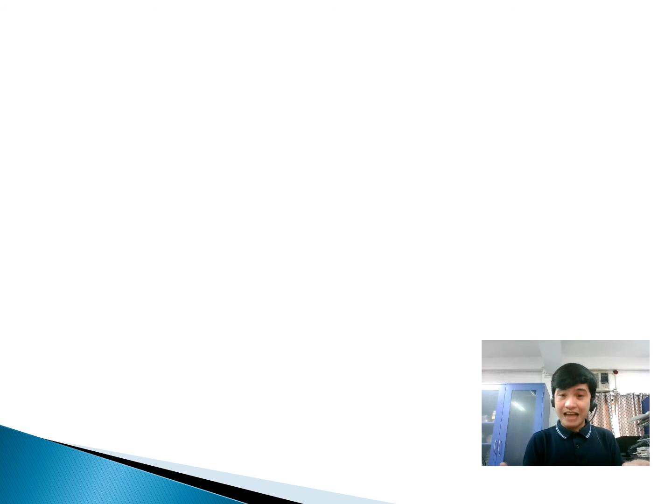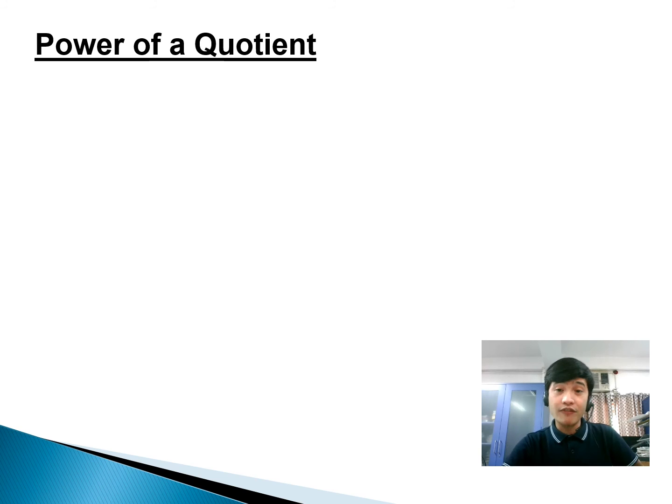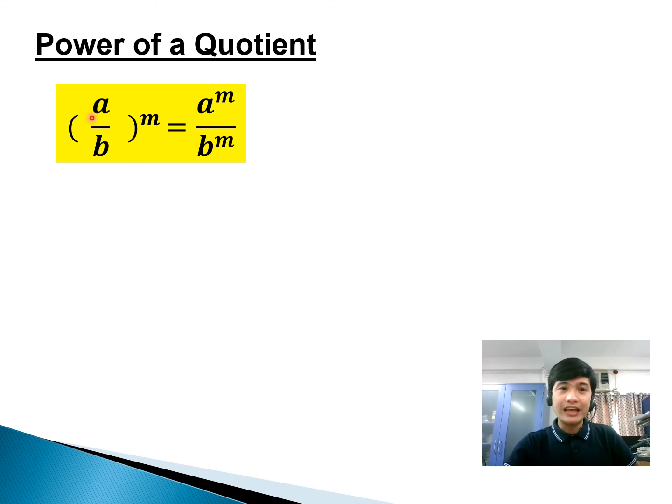Okay, let's have the last rule, and that is the power of a quotient. So paano ba natin siya ini-illustrate? Ito po 'yon. So A over B, quantity raised to M, that is equal to A raised to M over B raised to M. Okay, so distribute lang yung exponent sa loob ng expression na ating dinedivide. Most of the time, naka-fractional form. Fractional form naman talaga kasi quotient ang pinag-uusapan natin dito.